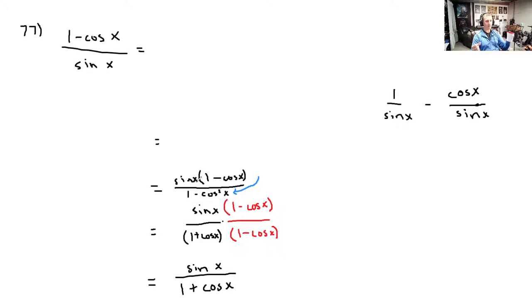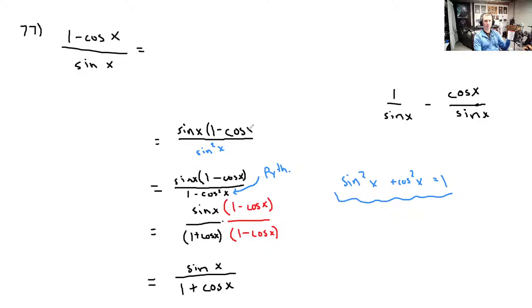I think I see a different way here. And that's not what I was thinking. What I was thinking was to use the Pythagorean identity here on the bottom. If we know sine squared plus cosine squared is equal to 1, then what do we know about 1 minus cosine squared of x? If we just rewrite this, we can find that 1 minus cosine squared is just sine squared of x. Okay. You with me on that one?